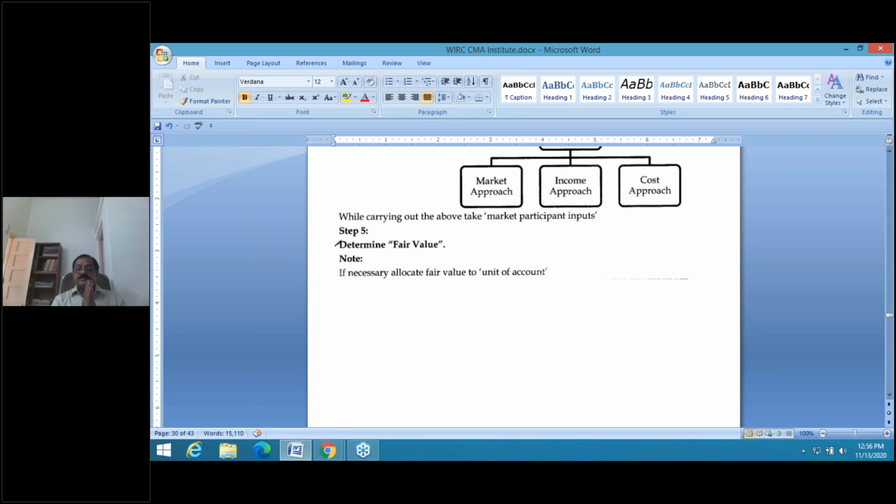So friends, my time is over, so I am concluding my part. Today we have seen Ind AS 16, Ind AS 2, AS 7, Ind AS 108 segment reporting, then Ind AS 33, that is AS 20 EPS, then Ind AS 37, which is AS 29, provisions, contingent liabilities, contingent assets, the value added statement, and finally this Ind AS 113 fair value. So friends, thank you very much.